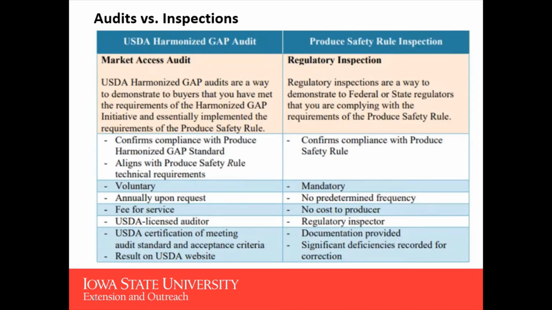Harmonized GAP can only confirm that you're meeting the standards set out in the Produce Safety Rule. A FSMA inspection is mandatory for all farms that didn't meet an exemption or a qualified exemption status. There's no predetermined frequency at which the inspections will occur, and there is no cost to the producer for an inspection. Only a regulatory inspection can confirm that you're compliant with the FSMA Produce Safety Rule, and this chart highlights some of the differences between these two programs.